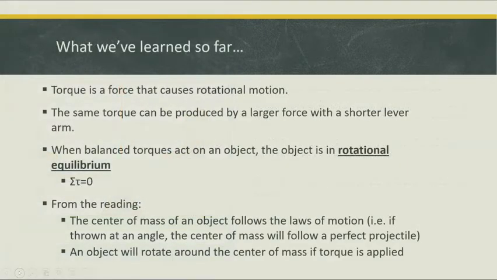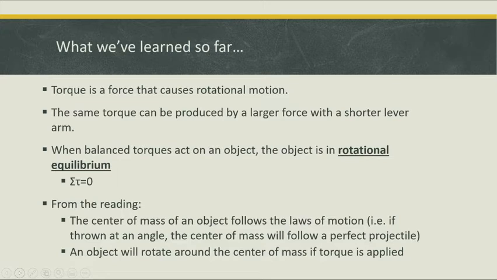So what have we learned so far? We've learned that torque is a force that causes rotational motion. We've also learned that the same torque can be produced by a larger force with a shorter lever arm, as with if you have a smaller force with a larger lever arm, you can end up getting the same torque there. Okay, so your torque is dependent on your radius, your lever arm, and the force that's being applied. When balanced torques act on an object, the object is in rotational equilibrium, and the sum of your torques equals 0.